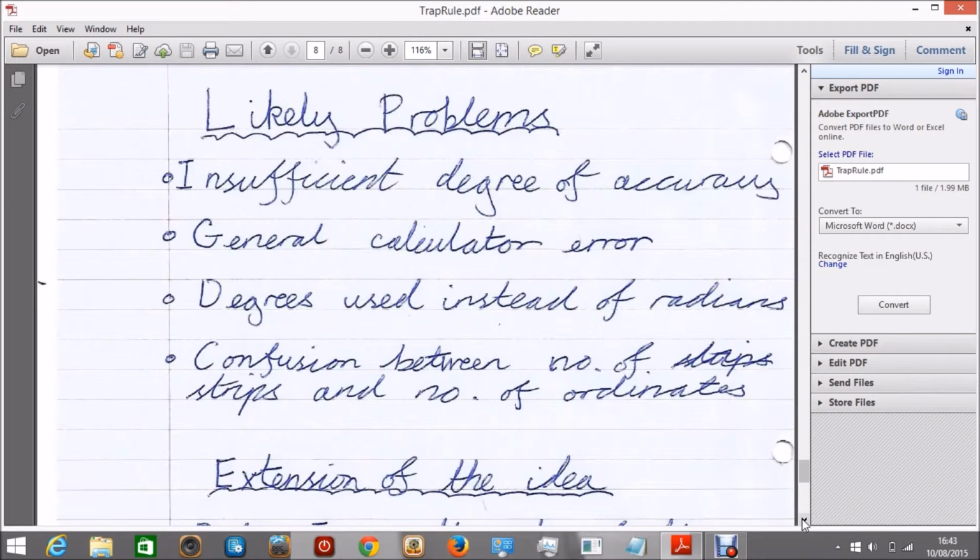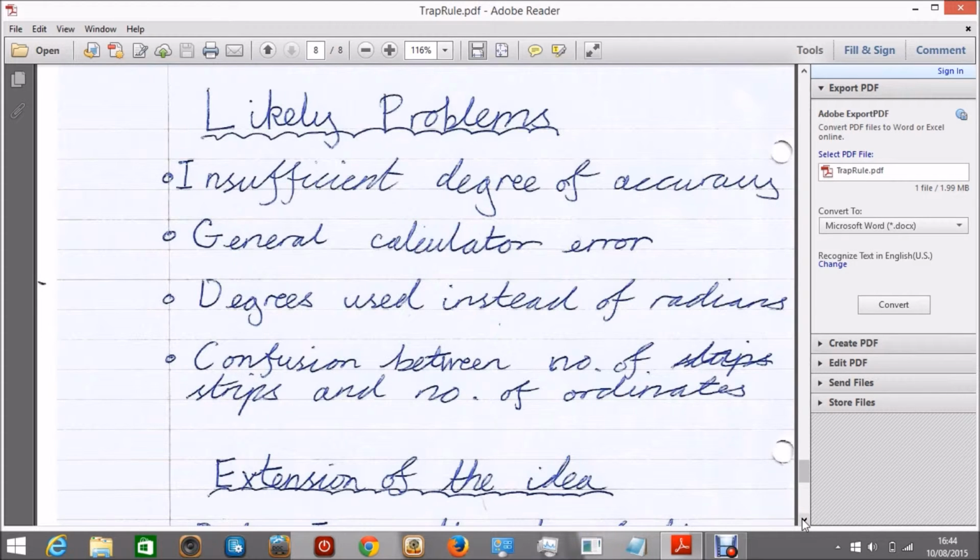And here are the likely problems. You've got insufficient degree of accuracy. So for example, if the question asks you for, say, 3 decimal places in your accuracy, make sure in your intermediate steps you use maybe 4 or 5. In some calculators you can actually plug the entire thing in on one line, so just do it all in one step. But that's kind of putting all your eggs in one basket, because if you make even the slightest error in one part, then it will throw off your answer.